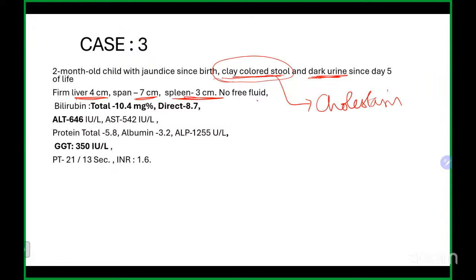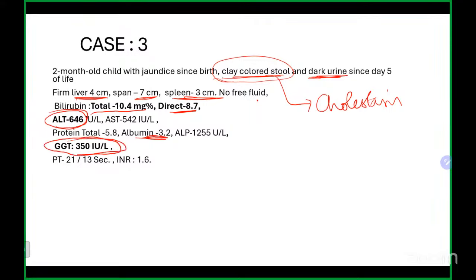There is no free fluid, but these are your LFT. Total bilirubin is 10.4, direct is 8.7. ALT is raised. Liver specific enzymes are raised. Albumin is still normal. GGT is raised. Now this should ring the bell.